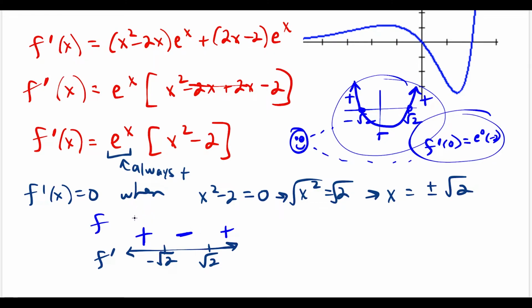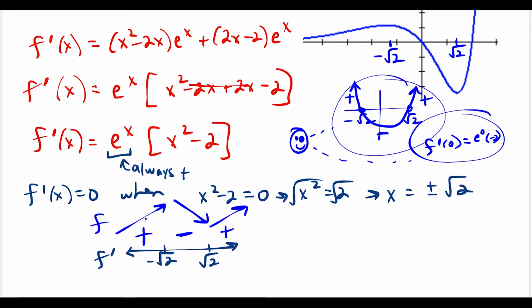So now, what is the behavior of f? Well, f is going to start off increasing from negative infinity to negative root 2. Then it's going to decrease from negative root 2 to root 2, and then it's going to increase again. And if we look at this graph here, notice the function starts off increasing. This is about the location of negative root 2. This would be the location of positive root 2.